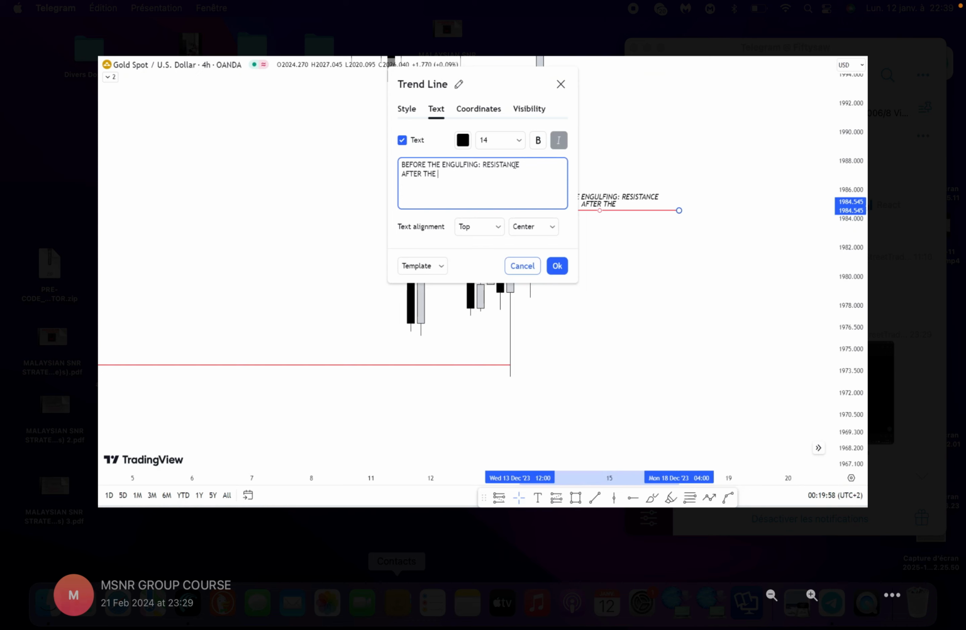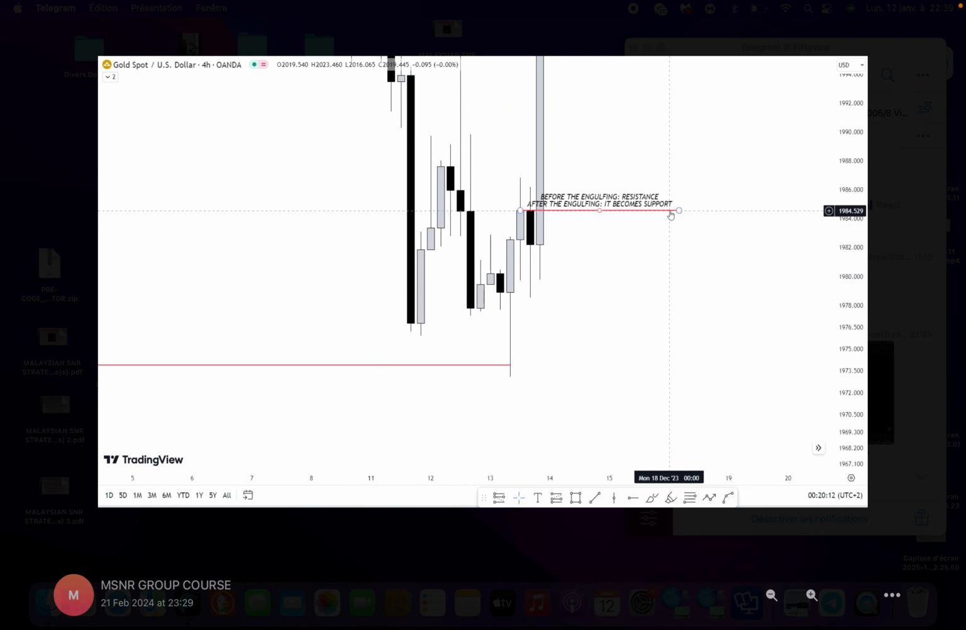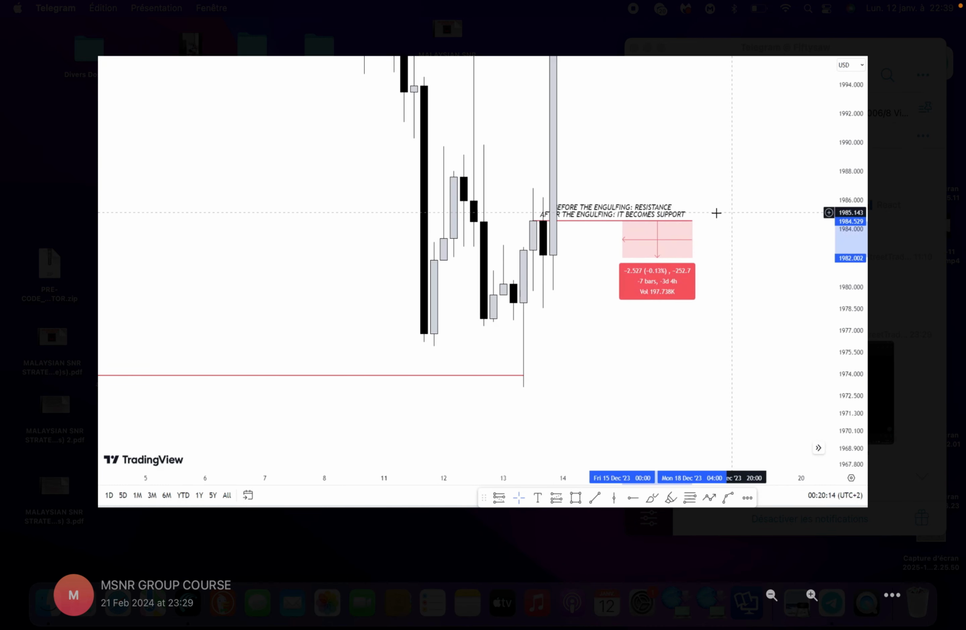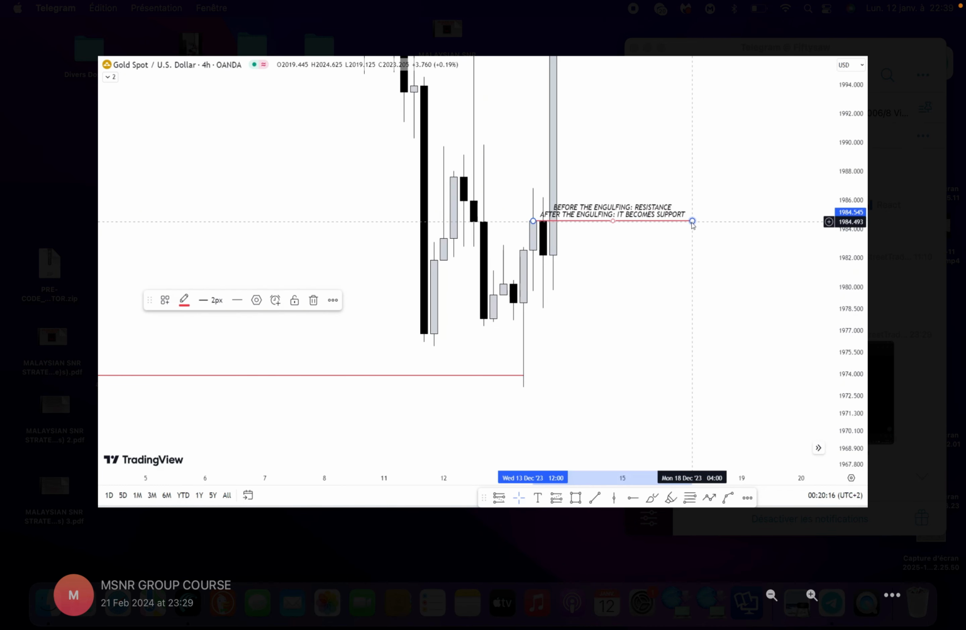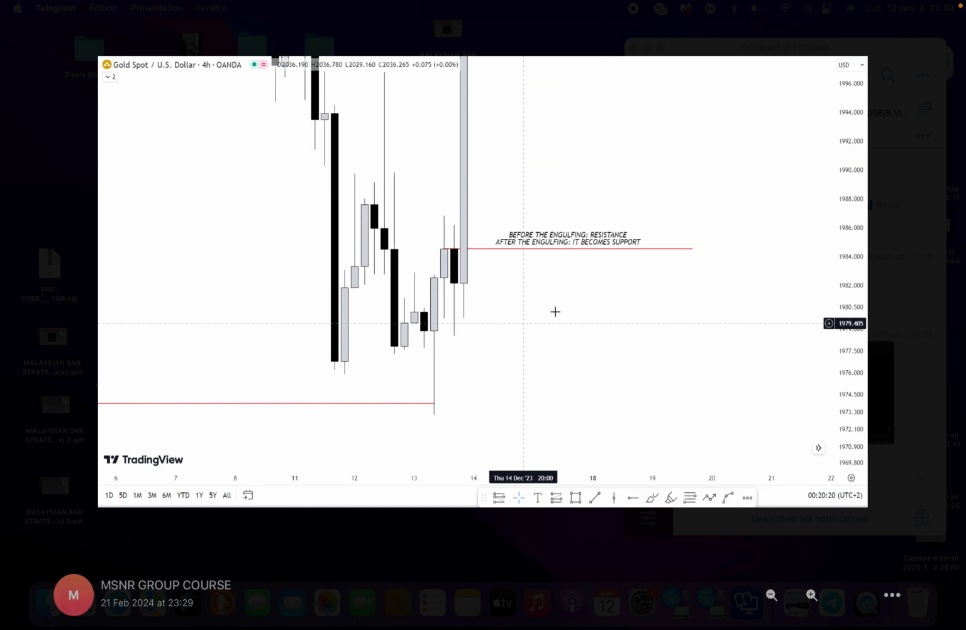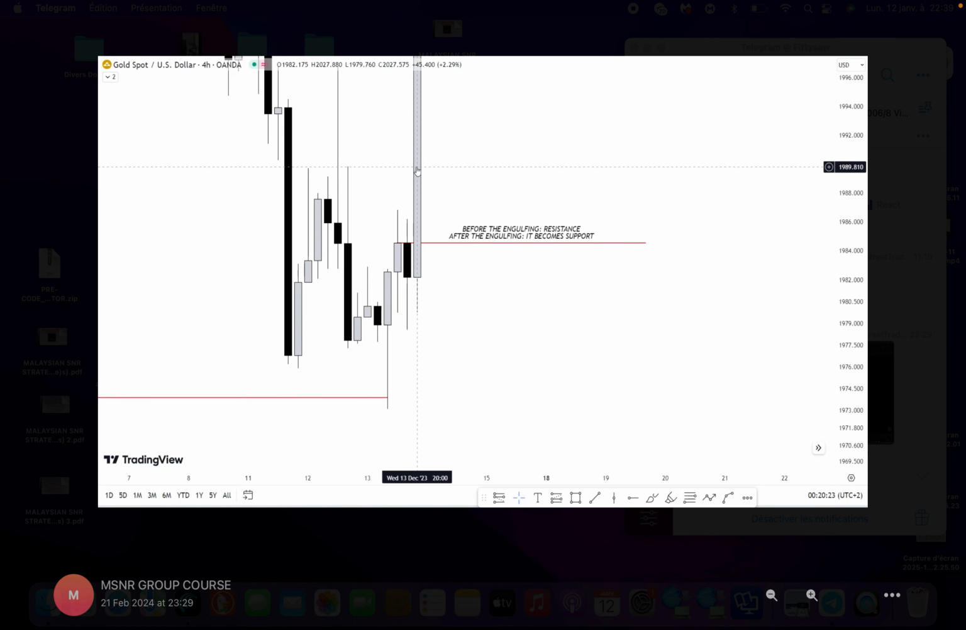After the engulfing, it becomes support, right? Because we are no longer going to use it as part of an area of resistance, right? So fine. This is our engulfing, by the way.